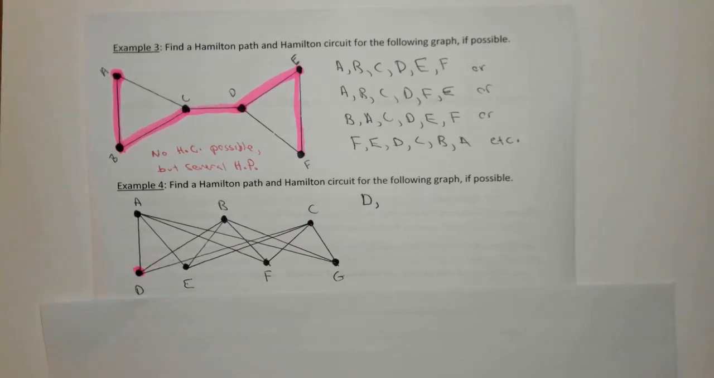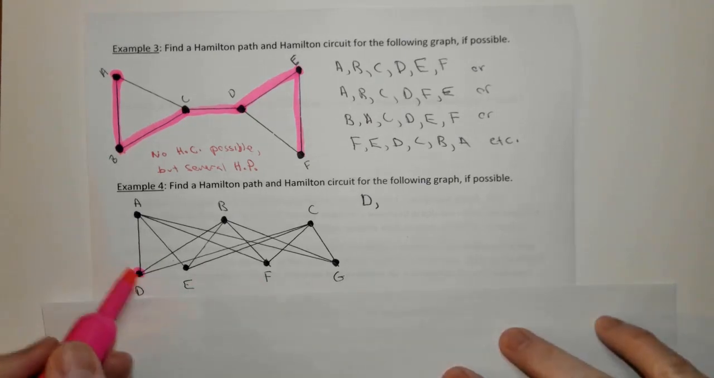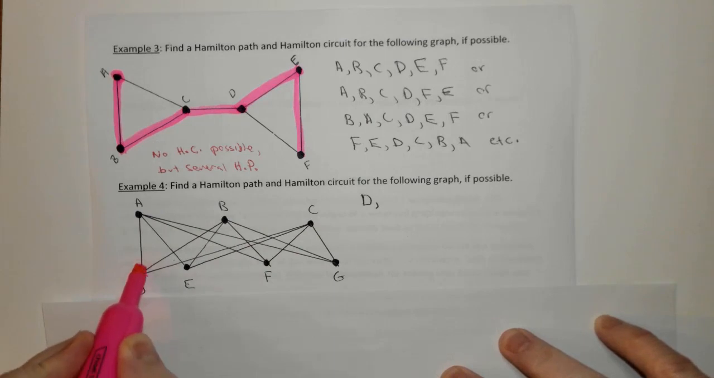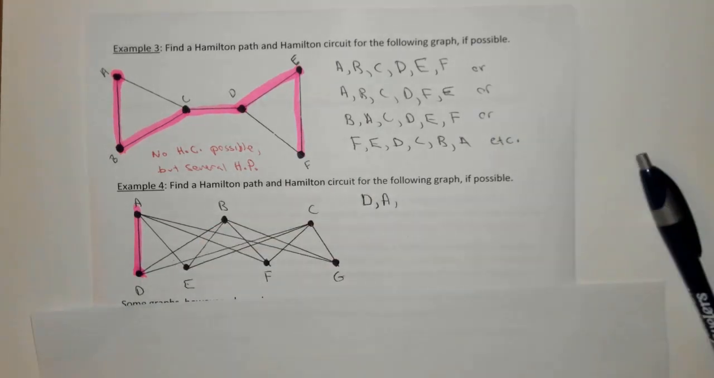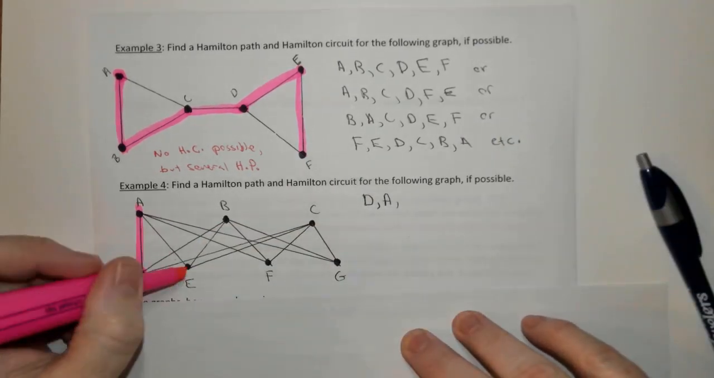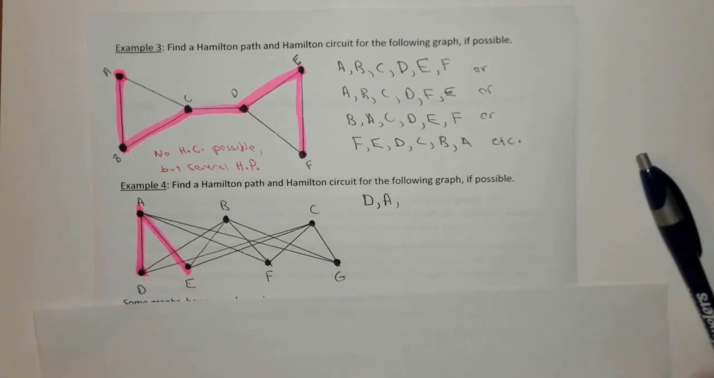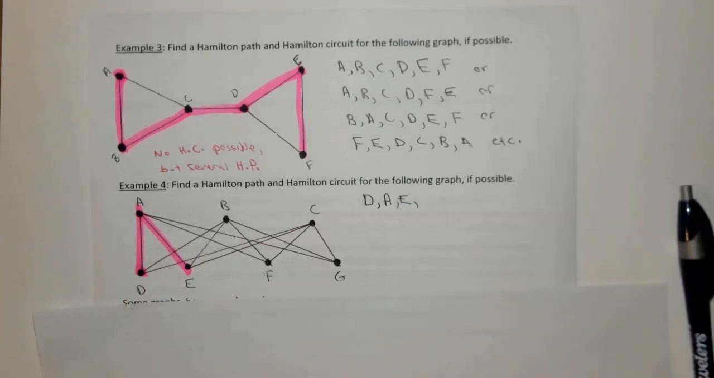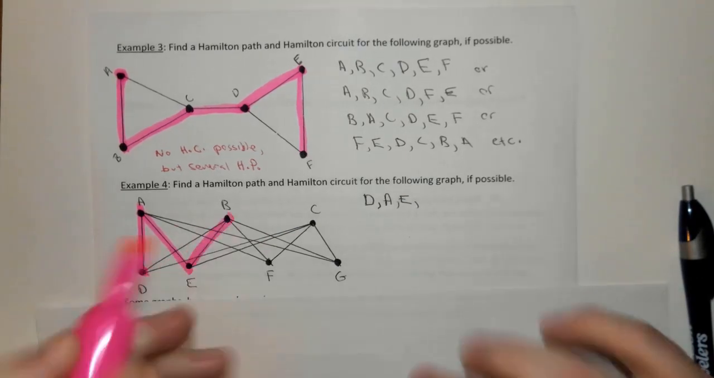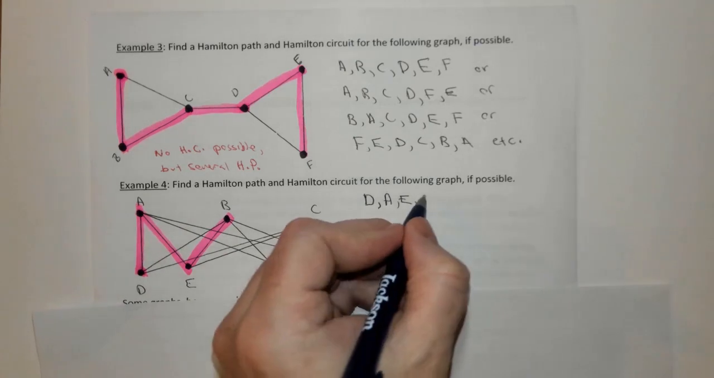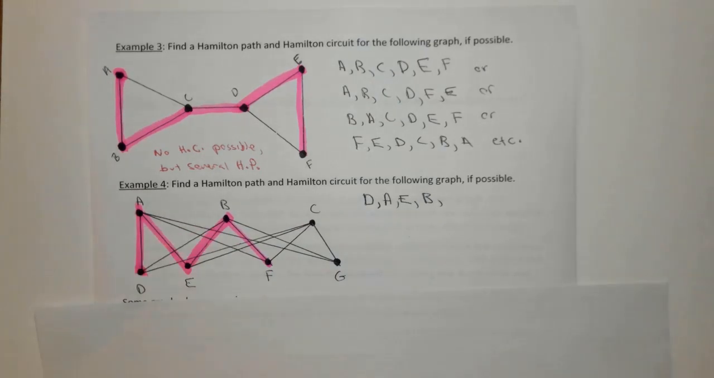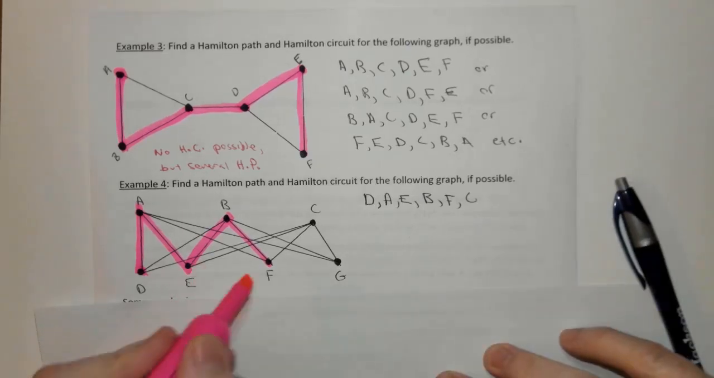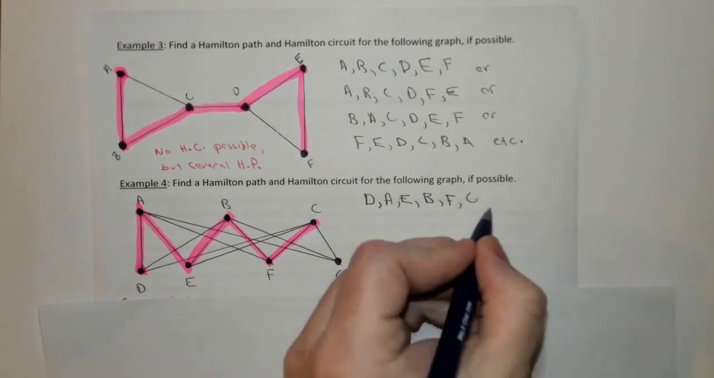I am not connected to E, F, or G, so I have to go to A, B, or C. To avoid any type of confusion, I'm going to start at the left and keep going to the right. If this doesn't work, you could try something else. So now I'll go to E. From E, I'll go to B. Again, this is one possibility. You could try something else. B to F. I have to go to C next. I've hit all the top vertices. And then from C, I have to go to G.